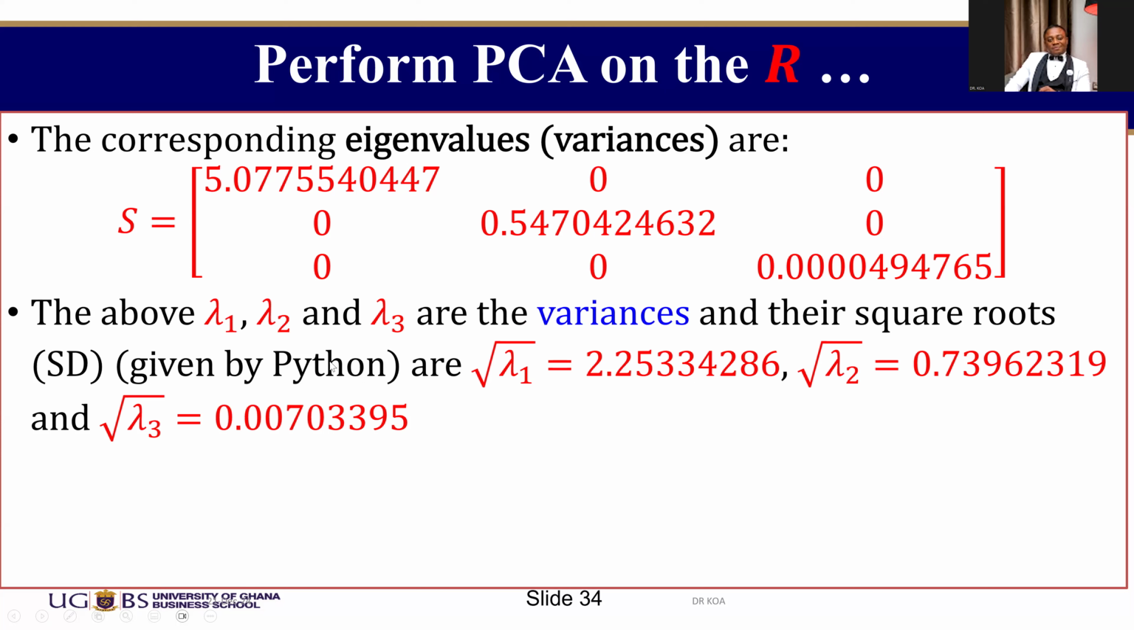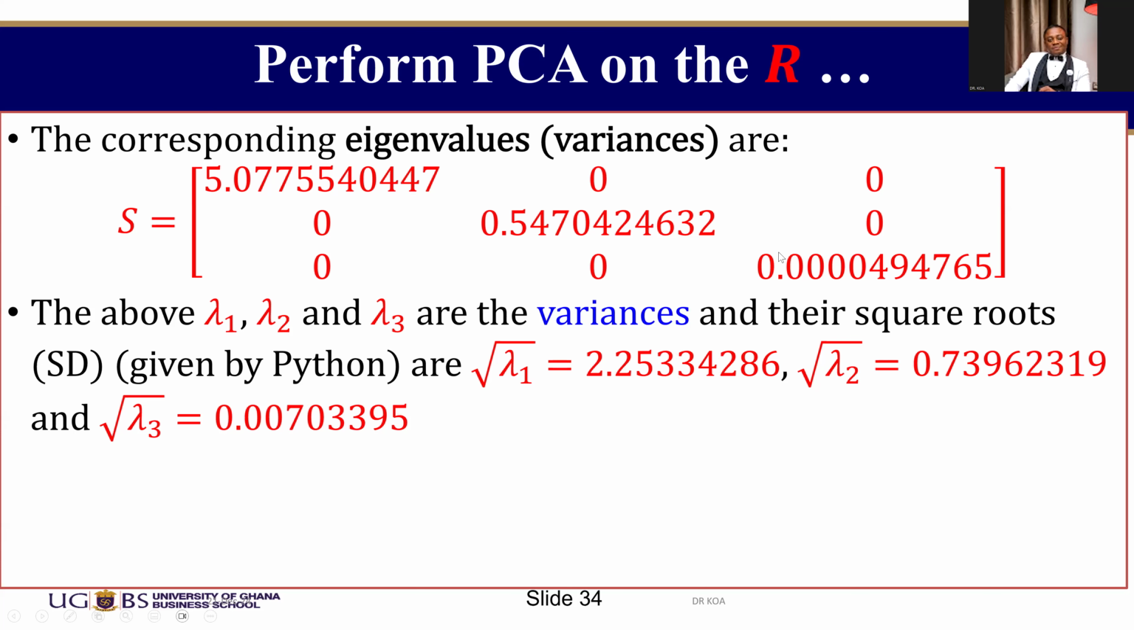So the interesting thing about Python is that Python rather gives you the standard deviations. So if you want the variance, you have to square the standard deviation to get a variance. R gives you the variances, so you have to take the square root to get a standard deviation. So just so you know. So these are the variances.